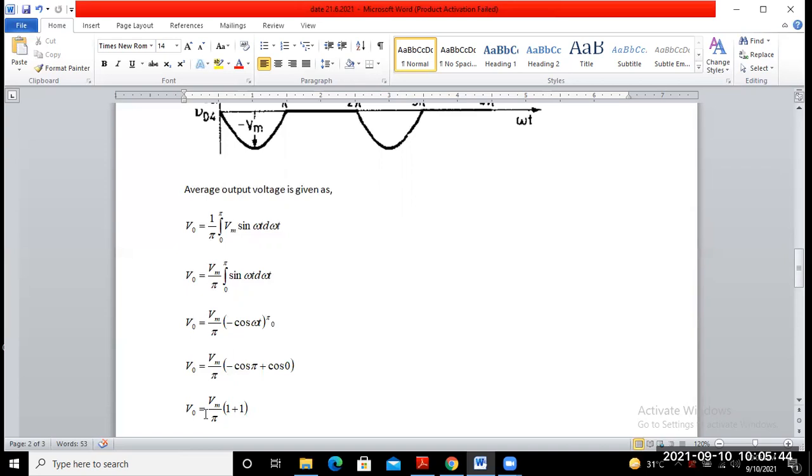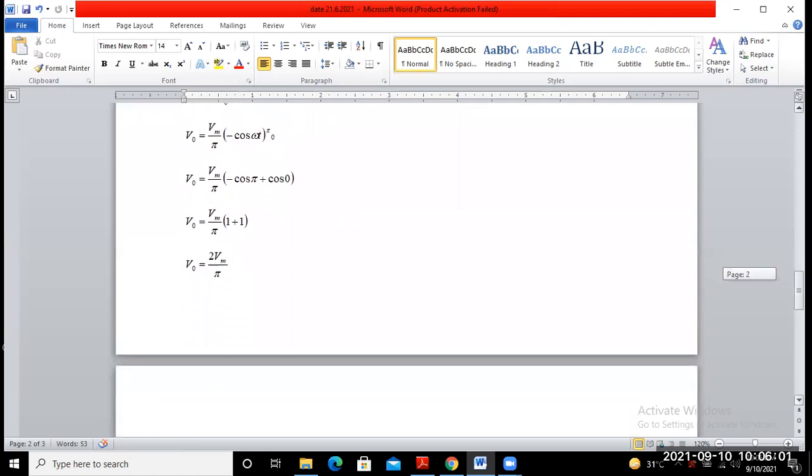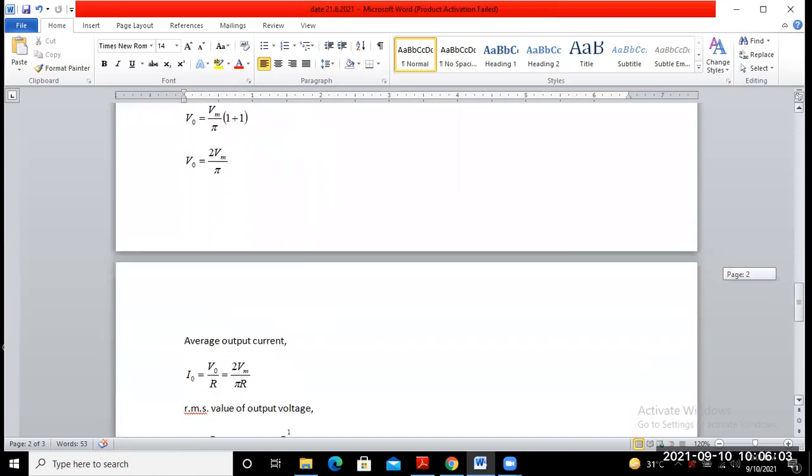Now we try to find the average output current. Since you have already found the average output voltage, V0, just put the value of V0 divided by R. So the average output current I0 equals V0 by R. Putting the value V0 equal to 2 Vm by pi, divided by R.